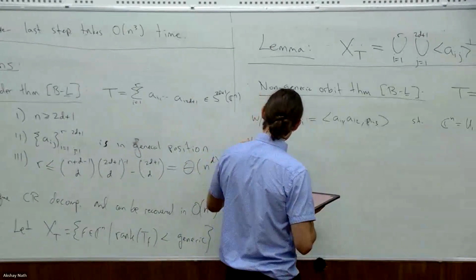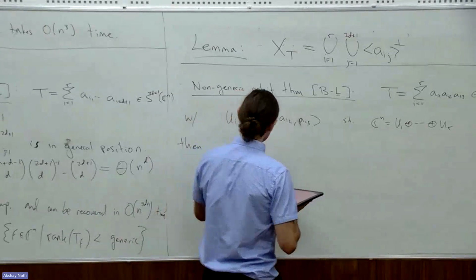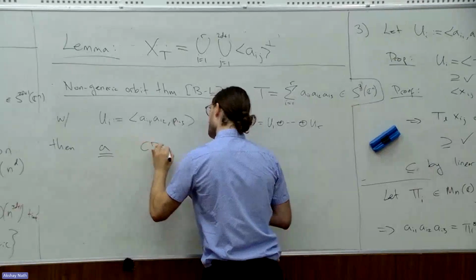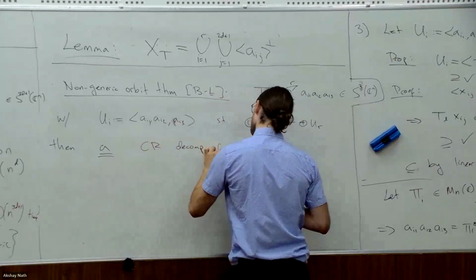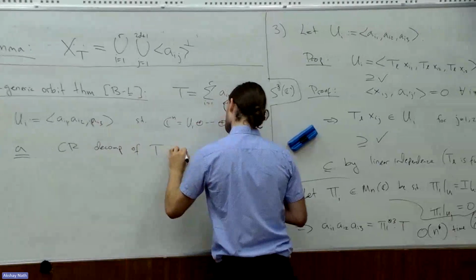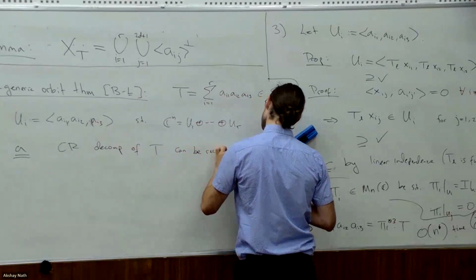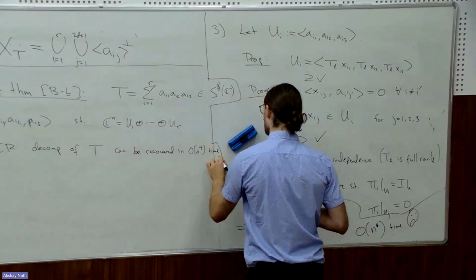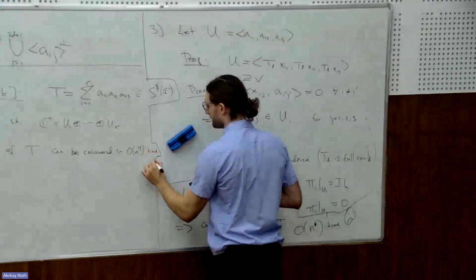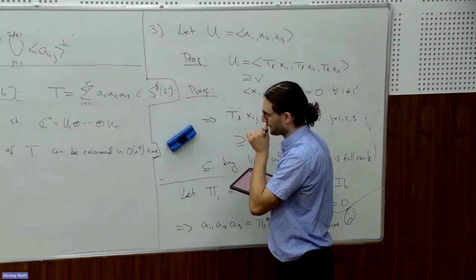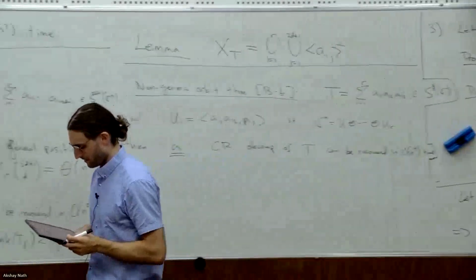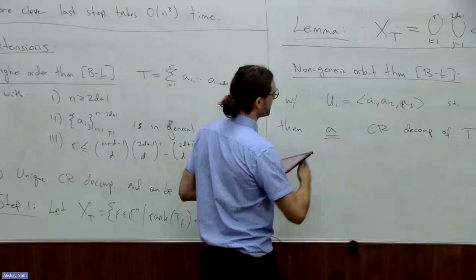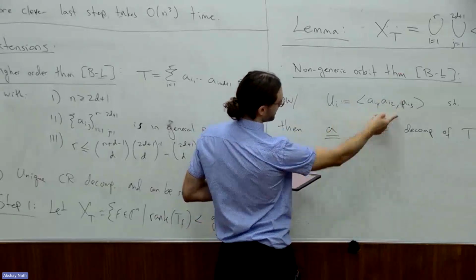Then the decomposition is no longer necessarily unique, but you can find it. A Chow rank decomposition of T can be recovered in order n to the fourth time. So once again, we're not quite linear. The games we played just didn't give us a linear time algorithm. This case is different because there are some different cases for what these UIs could look like.